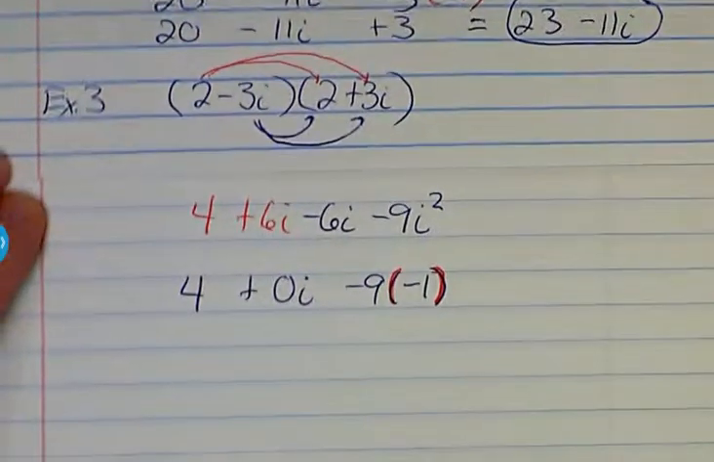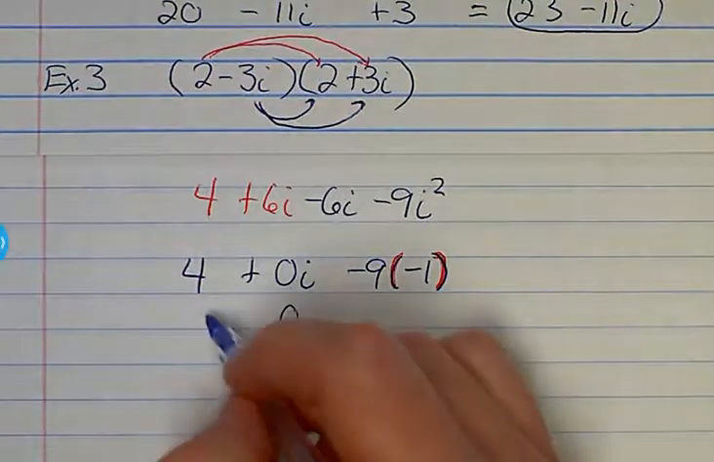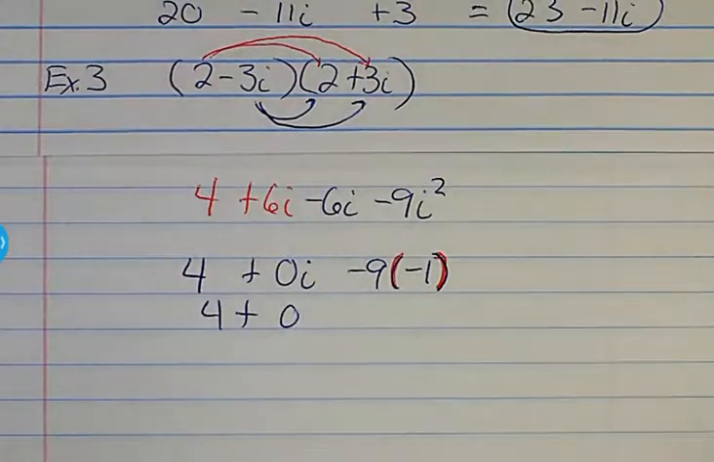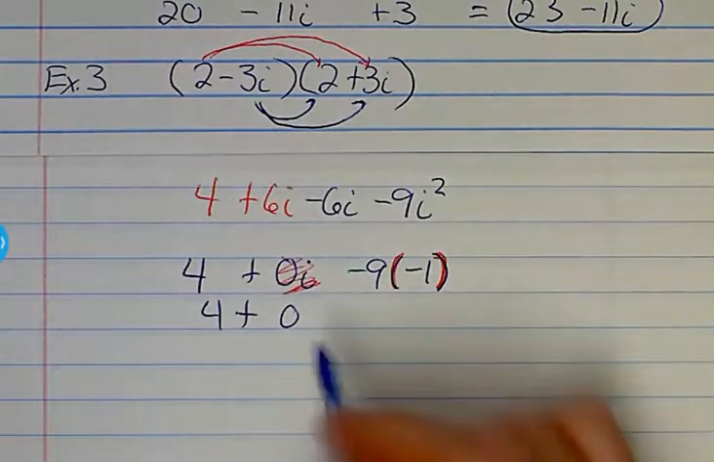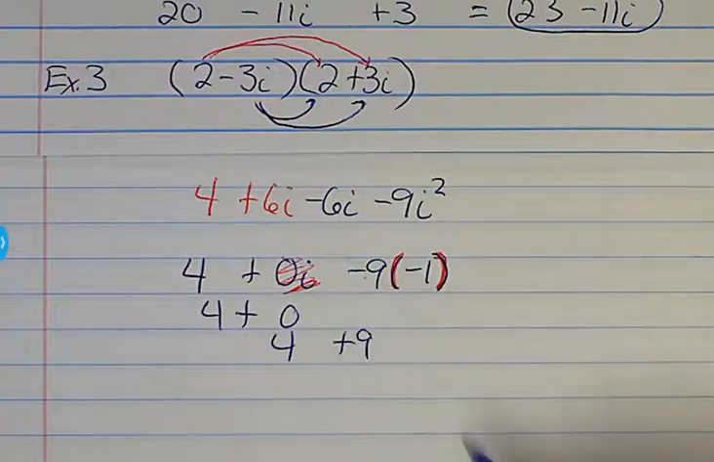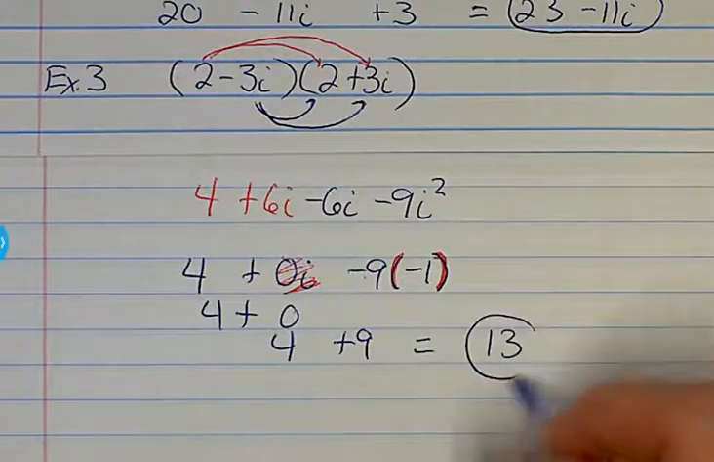Now, the good thing about the 0i in the middle is, if you do 0 times i, that's just 0. And what's 4 plus 0? Just 4, right? So the 0 in the middle basically knocks itself out. If you get a 0i, it just goes away. So that's 4. If you do negative 9 times a negative 1, that's a positive 9. And then 4 plus 9 would be 13.